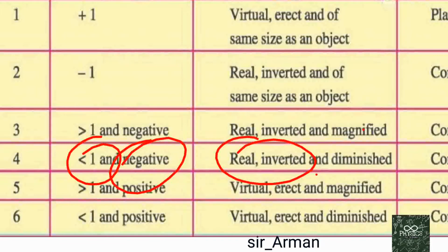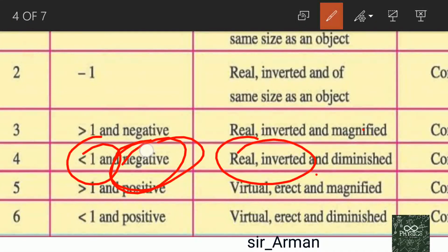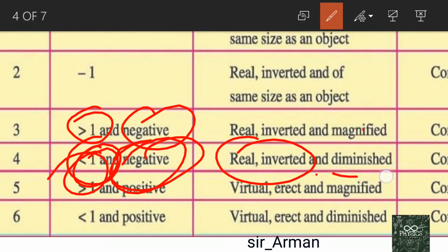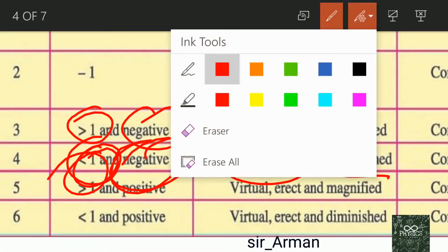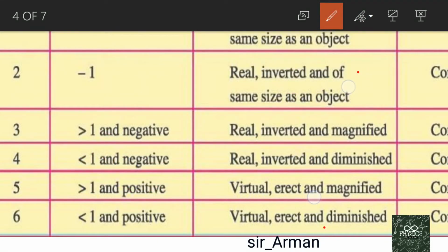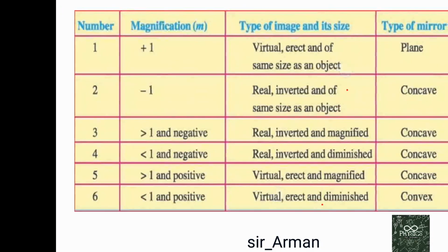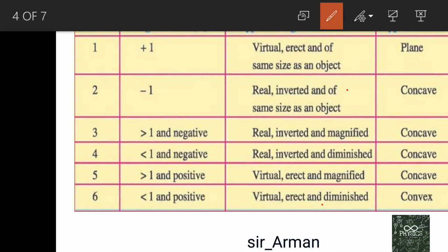So here the magnification is negative and less than 1. Earlier, the magnification was greater than 1 and negative. So here it is less than 1, so we can say it is diminished, and the minus sign indicates the image is real and inverted, and this was a concave mirror. Now case number 5. Here the magnification is greater than 1 and positive.